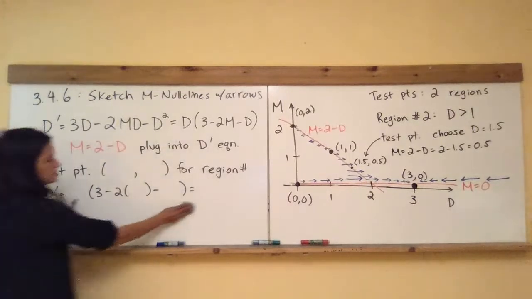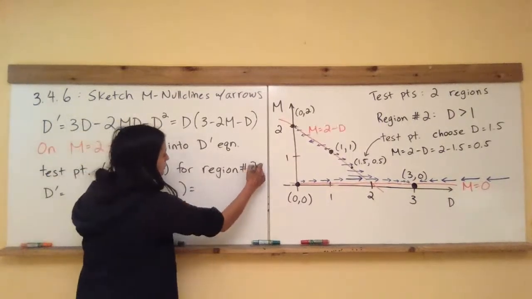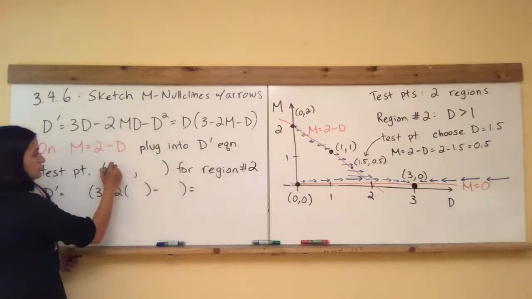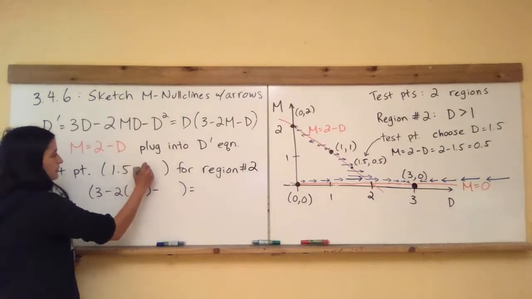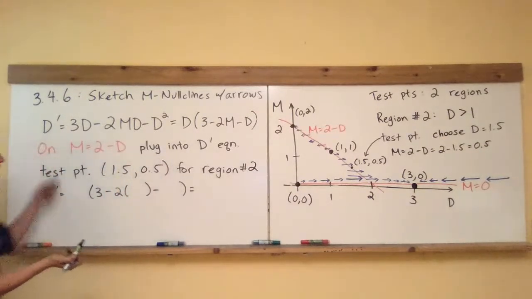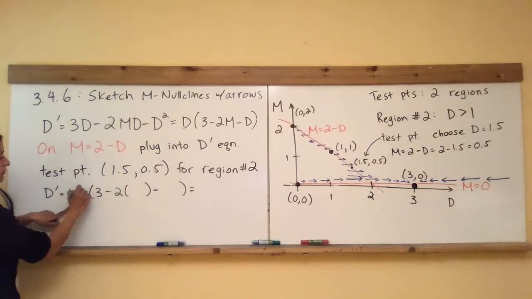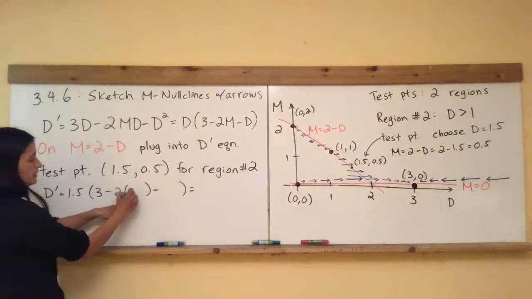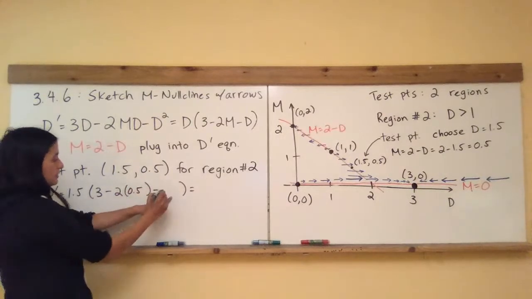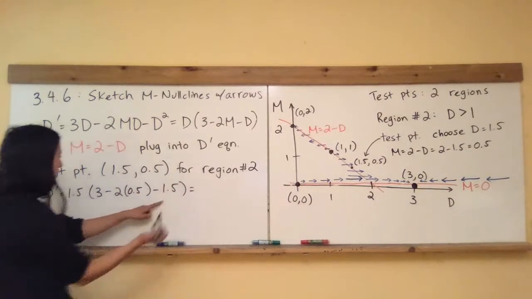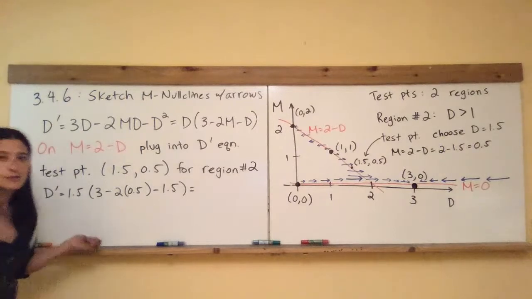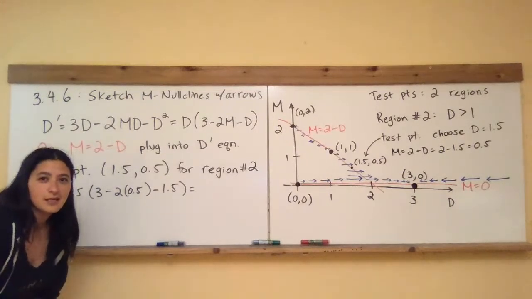Okay, so this is for region number 2. I'm choosing the test point 1.5, 0.5. In the d prime equation, I'm going to replace d with 1.5. I'm going to replace m with 0.5. I'm going to replace d with 1.5. Geez, you're going to make me think on camera?